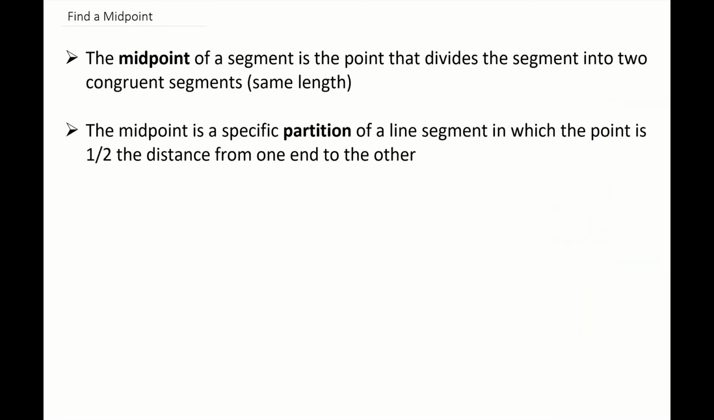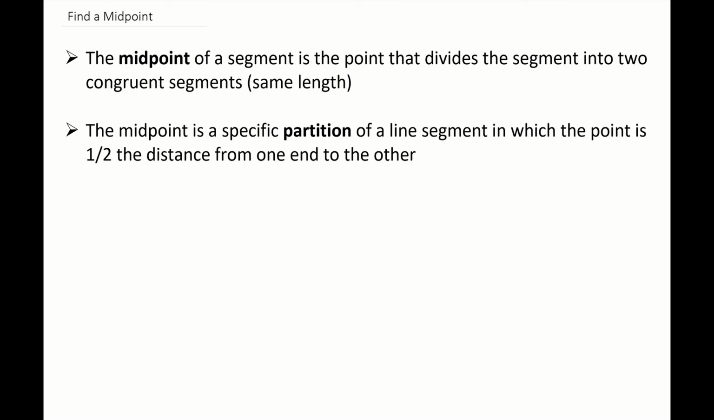All right, so now we're going to talk about a very specific type of partitioning, which is called finding the midpoint. The midpoint is exactly the way it sounds. It's the middle point in a line segment. So if we were to take the line segment and cut it into 2 equal pieces where each side is the same, then that point where we slice it in half is known as the midpoint.